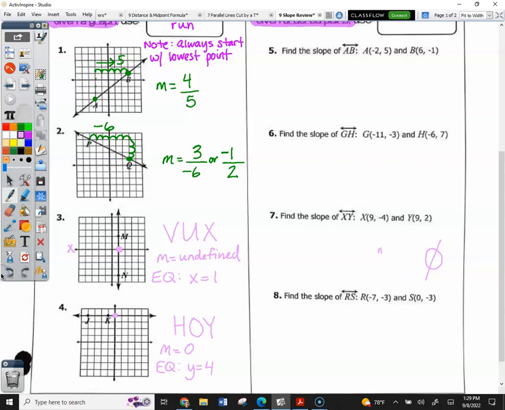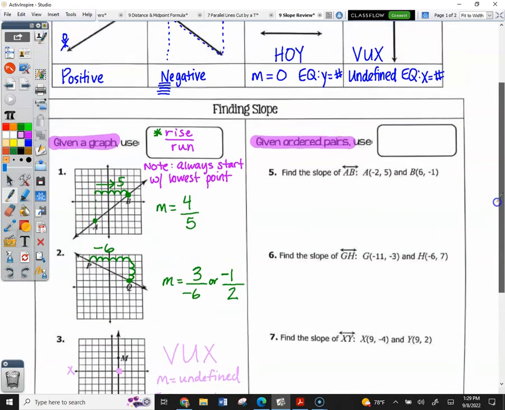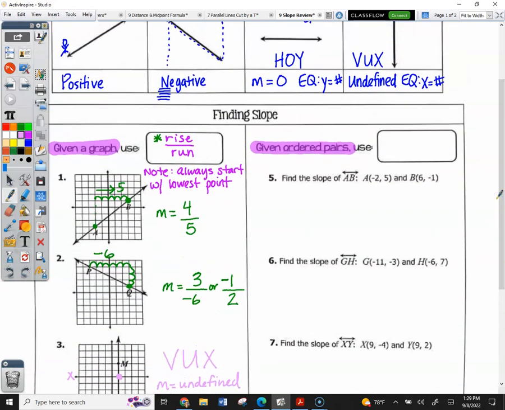Okay, now what if we have, instead of the graph, which is the easiest and fastest way, the numbers? Well, this is where you're going to use that formula. You should have slope memorized. Let me show you a technique for getting the slope formula without having to memorize it. Do you have this phrase memorized, rise over run? Y'all, I would think you do, right?